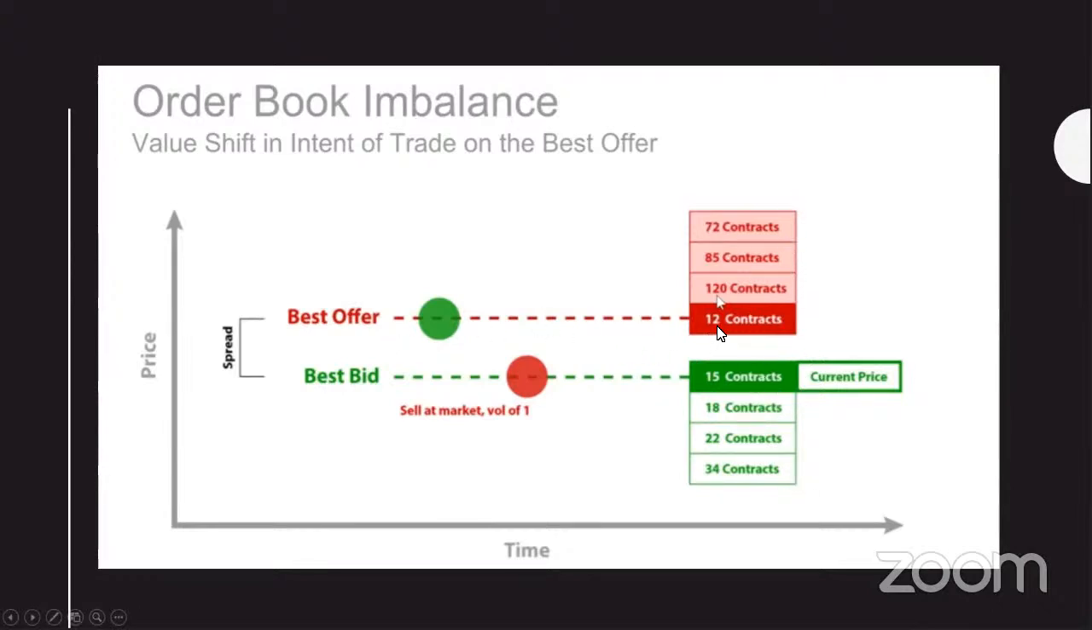On the best offer, there are 12 limit orders to sell. Right above it at the next price, there are 120 limit orders to sell. At the next price above, there are 85, and so on to 72. On the buy side, we have 15 limit orders to buy on the bid, and that's where our current price is. Below that, we have 18, 22, and 34 contracts at the very next price levels. Those are limit buy orders.